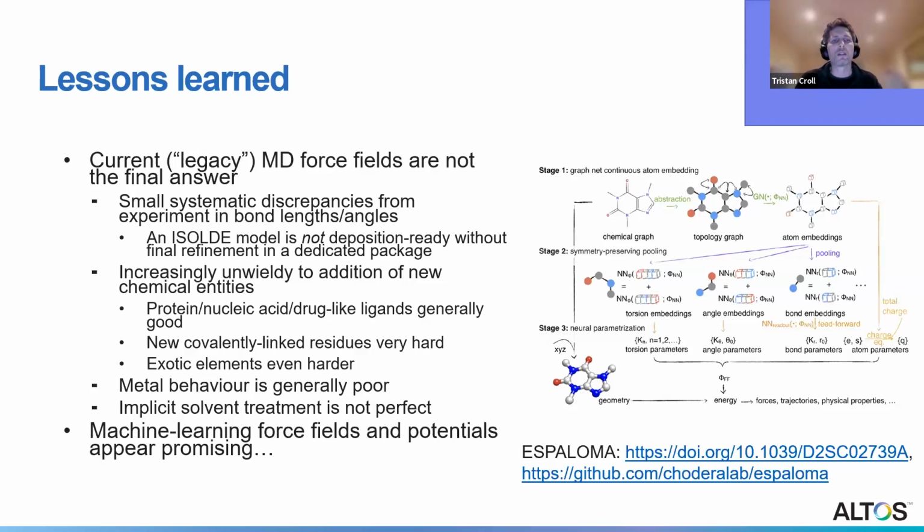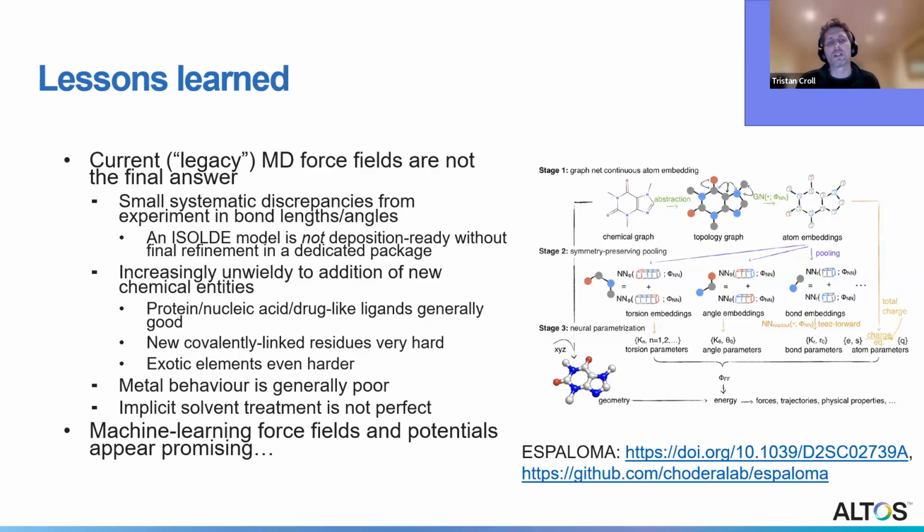for various reasons. But as it stands at the moment, protein, nucleic acid, and drug-like ligands are generally quite good and easy to add. New covalently linked residues are really hard and really require someone with experience in molecular dynamics parameterization and to hand tweak things. And anything with exotic elements becomes even harder.